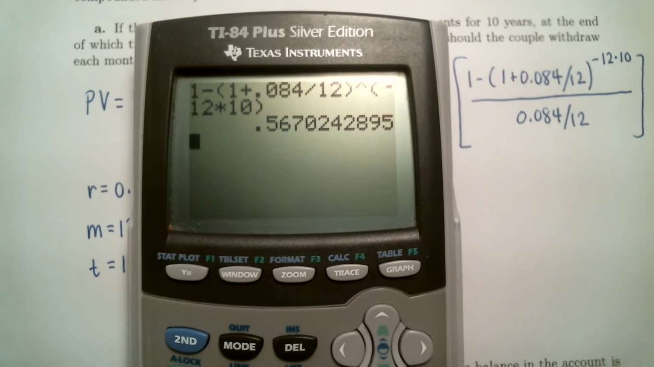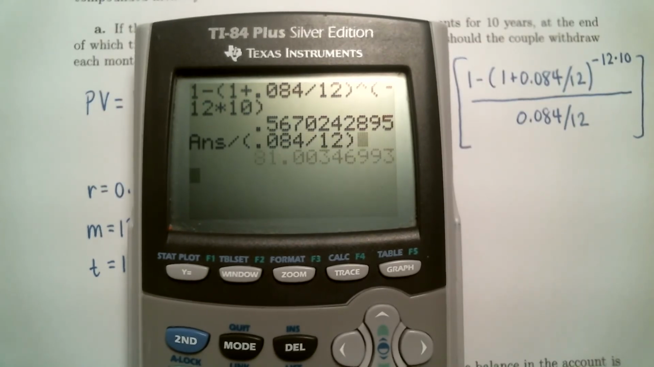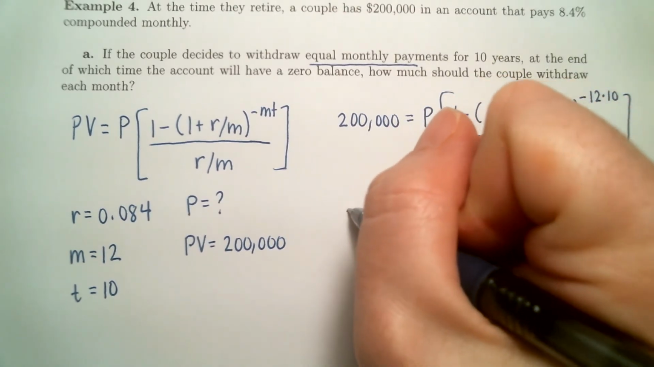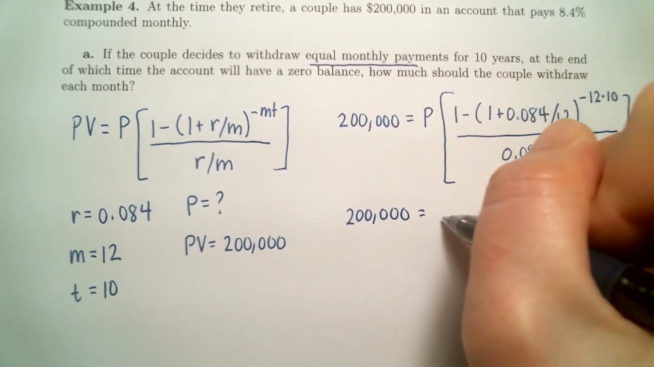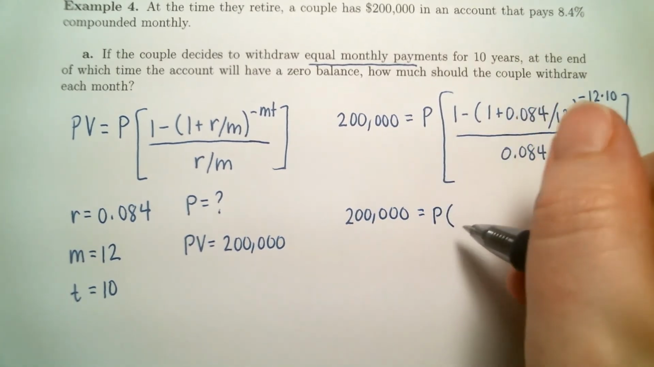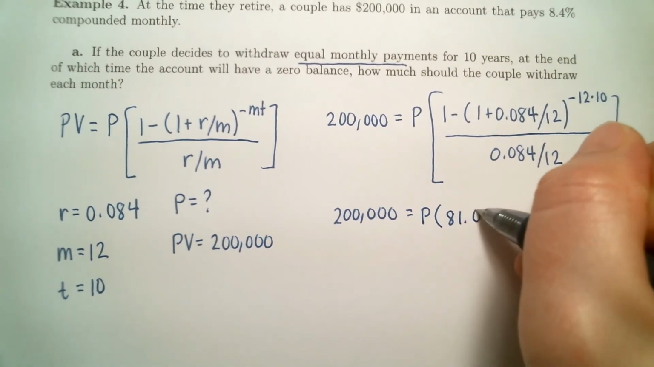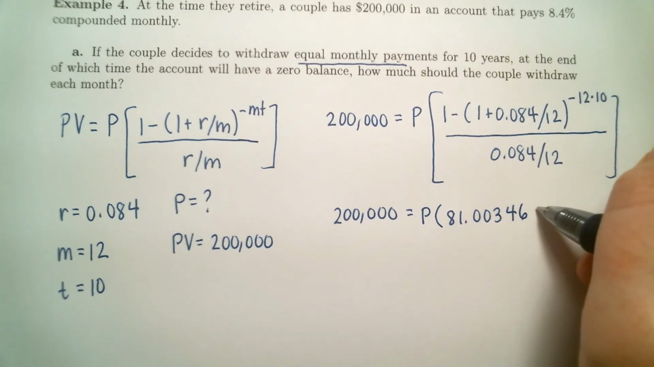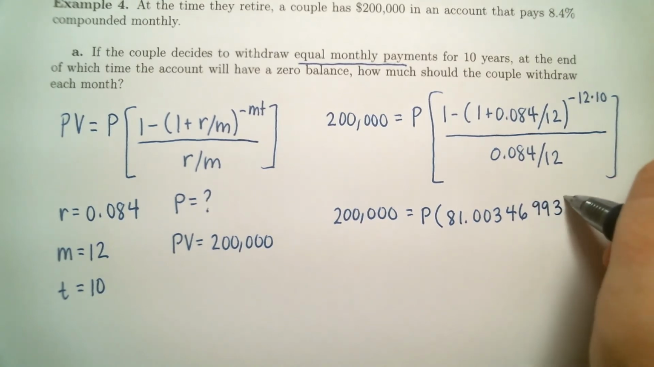So remember, you've got to keep all these digits. I'm going to go ahead and hit the division key so that I can divide by the denominator. So in parentheses, I'm going to put 0.084 divided by 12, close parentheses. This is going to give me the quantity that is in brackets. So I'm going to go ahead and write this down. We're going to get 200,000 is equal to P times this long decimal, 81 point blah, blah, blah. Let me just write it down. Got to keep all the digits here. All right, so that's what you got.